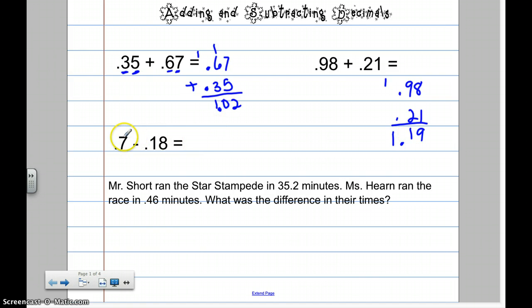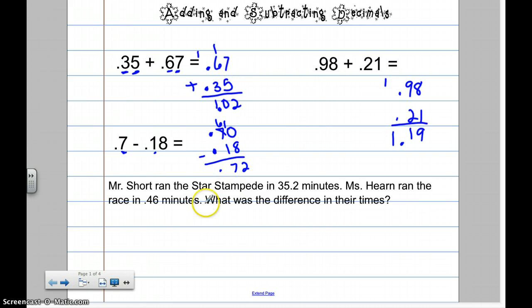Right here, I have 7 in the tenths place and a 1 in the tenths place. The 7 is bigger. So I'm going to put the 7 here and a 0 behind it because that makes 7/10 or 70/100ths. And then I'm going to put my 18/100ths, and then I'm going to subtract. And you borrow like normal, and that gives me 72/100ths.